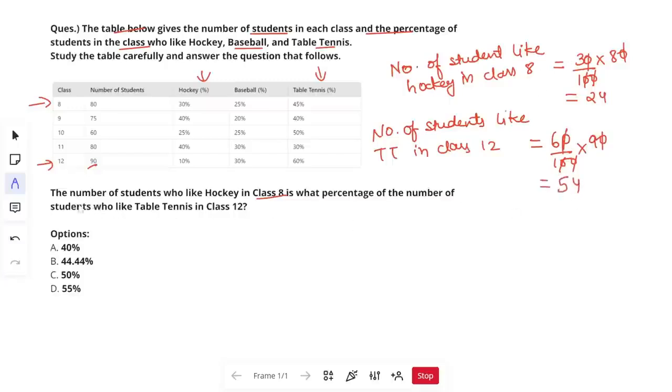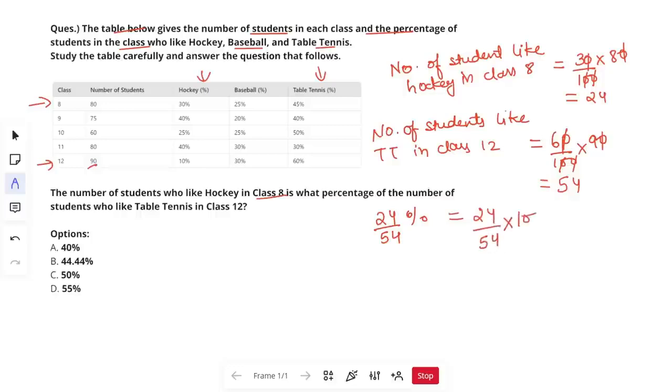Now what we are asked is: the number of students who like this is what percentage of the number of students who like this. So basically we have to find the relation of their percentage. How can we do this? Simply 24 by 54 for percentage, right? So in order to simplify this, how can we do that?